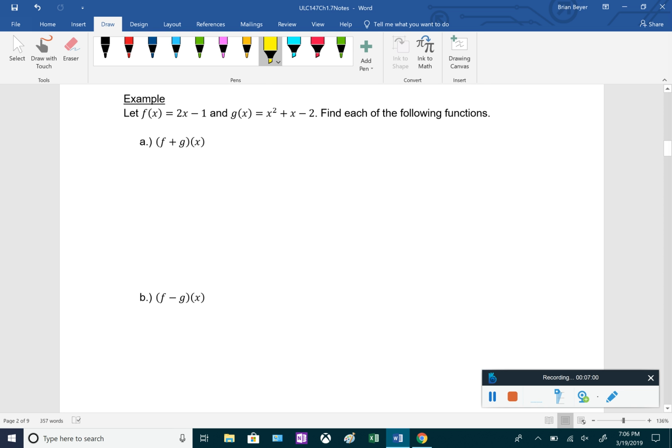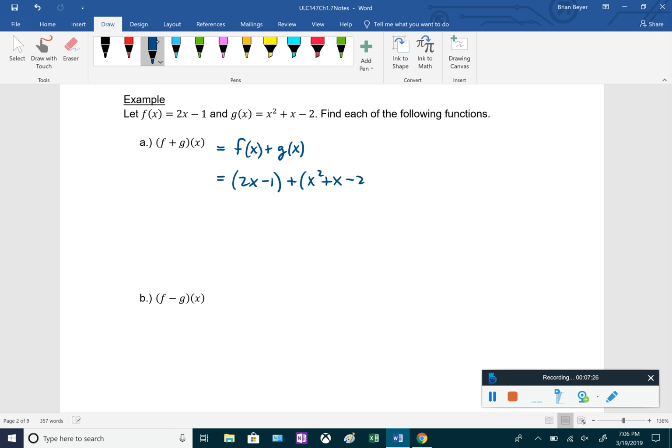So for example, let's let f of x be 2x minus 1, and g of x is x squared plus x minus 2. For the first one here, let's find (f plus g) of x. If it helps you, you can write this like this, f of x plus g of x. All we're doing is adding these functions together. So it's going to be 2x minus 1 plus x squared plus x minus 2. So this is combining like terms. So it's going to be x squared, 2x plus x, so plus 3x, negative 1 plus negative 2, so minus 3. So all that is combining like terms.